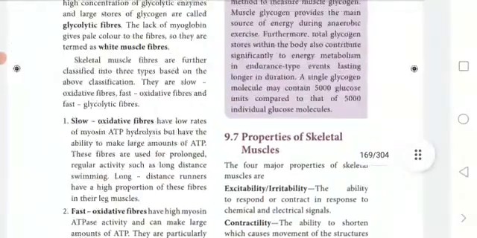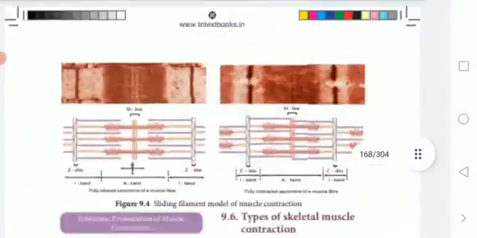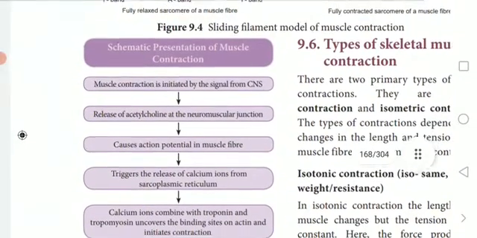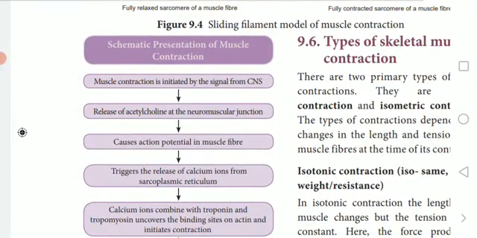Go through these topics, just learn and write this one: the schematic representation of muscle contraction. Learn and write this one, important, 5 marks.